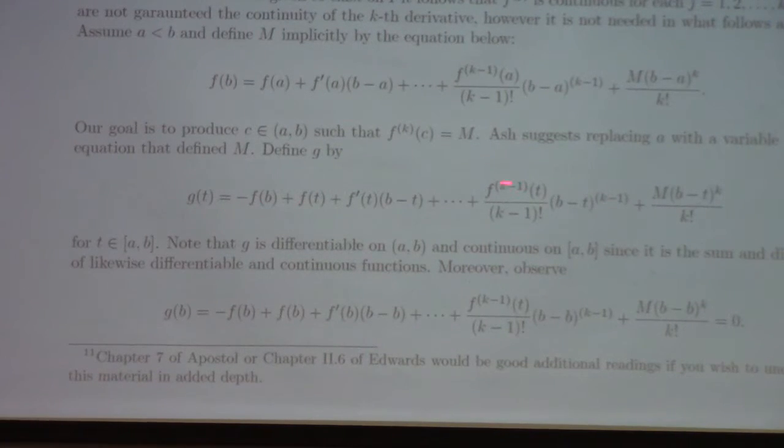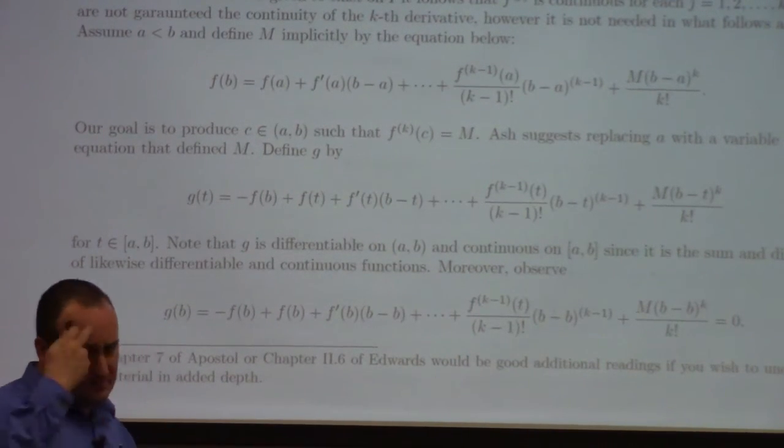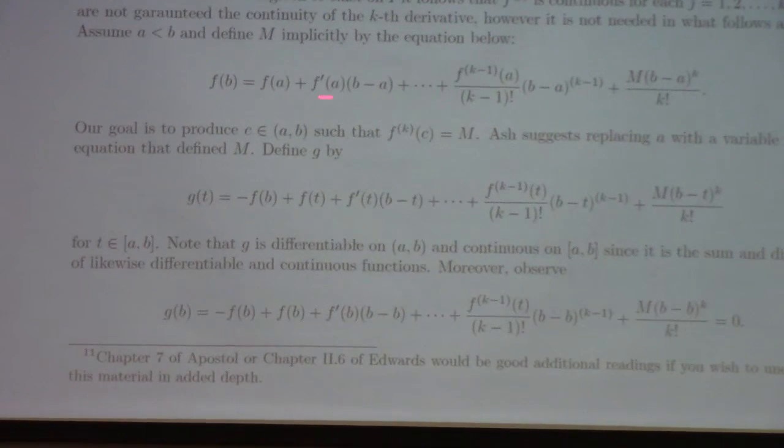This is something I expect to be able to use Rolle's theorem on. If I plug in t equals b, what do you get? You get 0. G of b is 0. What's g of a equal to? G of a is also 0 by the construction of m. G of b is 0, g of a is 0. That means I can apply Rolle's theorem.